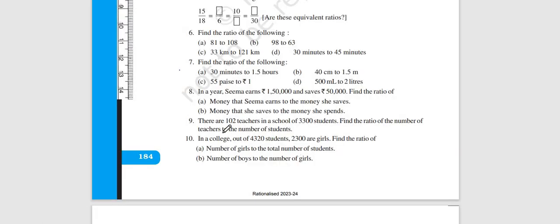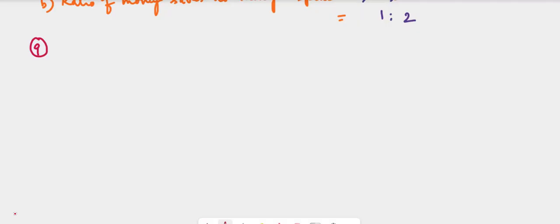Now question number 9. There are 102 teachers in a school of 3,300 students. Find the ratio of the number of teachers to the number of students. Direct, both data given: the number of students and the number of teachers. So start the answer. Number of teachers equal to 102. Number of students.